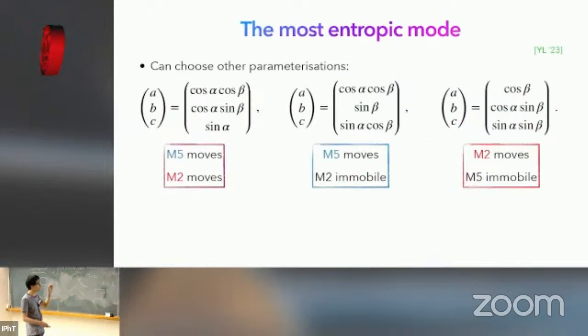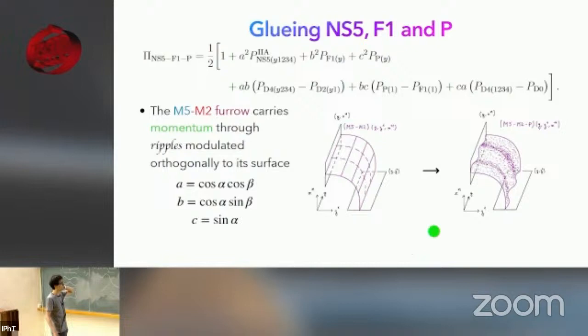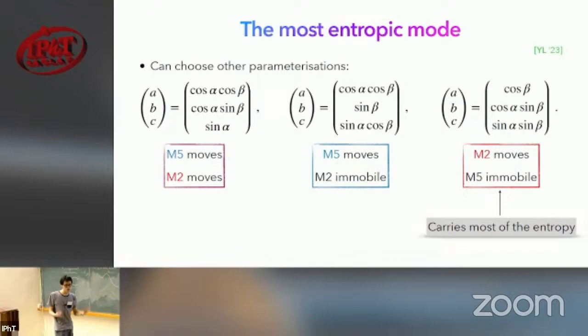In reality, you can have other solutions. You do not necessarily have A, B, C equal to this. You can take A, B, C equal to different kinds of solutions. And it corresponds to different modes. On the one side, the one that I showed corresponds to a system where both the M5 and the M2 move together simultaneously. But you can also make the M5 immobile and put the M2 to move by carrying momentum. The same happens with the M2 brane moving and the M5 immobile. And of course, this mode is the one that carries most of the entropy, because it corresponds to the motion of the strips of the M2, which are much more numerous than the M5 branes.